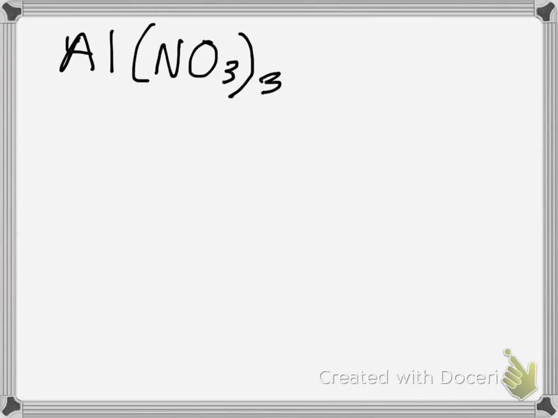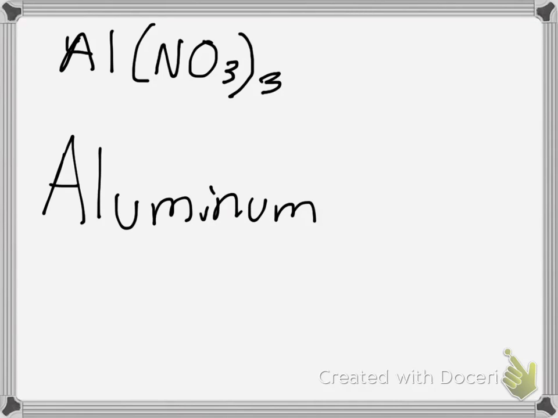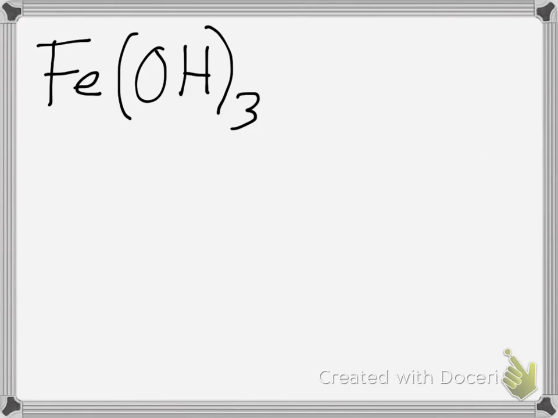So this right here is aluminum nitrate. Since we know that aluminum has a charge of 3, we don't have to use Roman numerals. So our answer for this would be aluminum nitrate, without the need to use Roman numerals.